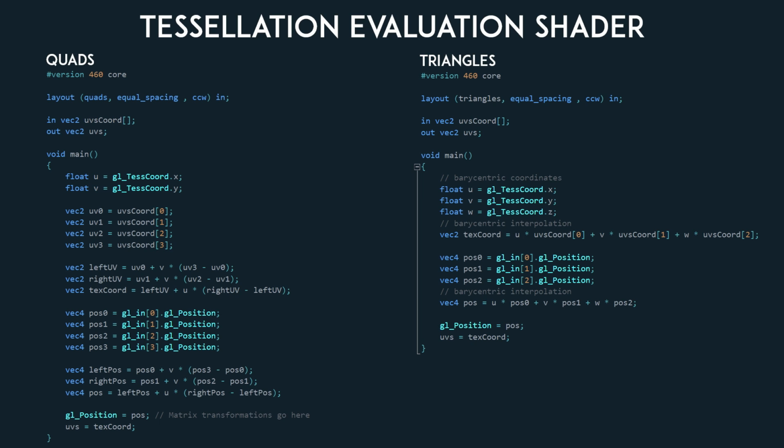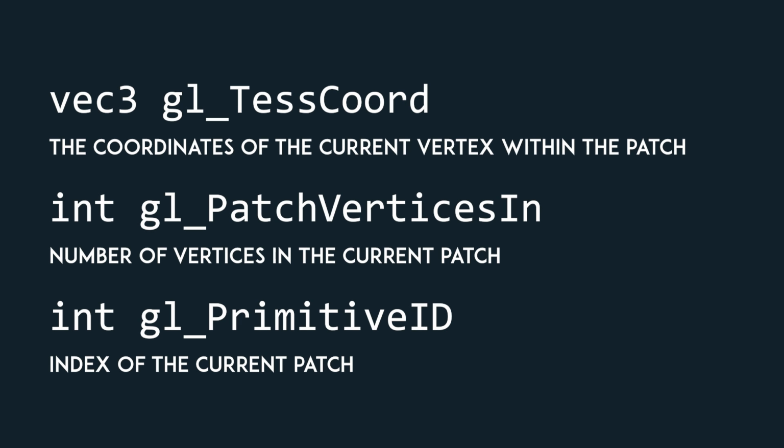Again, this shader also has the same type of inputs and outputs as the vertex and fragment shaders, with the addition of some default inputs. These are gl_TessCoord, gl_PatchVerticesIn, and gl_PrimitiveID. The most important one of these is gl_TessCoord, since it gives us the UV coordinates of the vertex we are currently on with respect to the patch we are in.